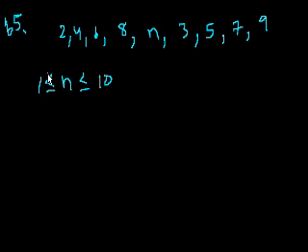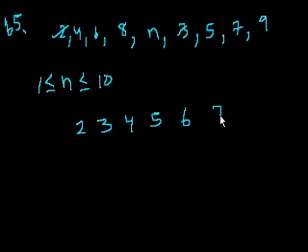Not the mean, the median. So the median means the middle number, right? So let's put all of the other numbers in order. So we have 2, 3, 4, 5, 6, 7, 8, 9. And they're essentially saying that n could be anywhere in this.